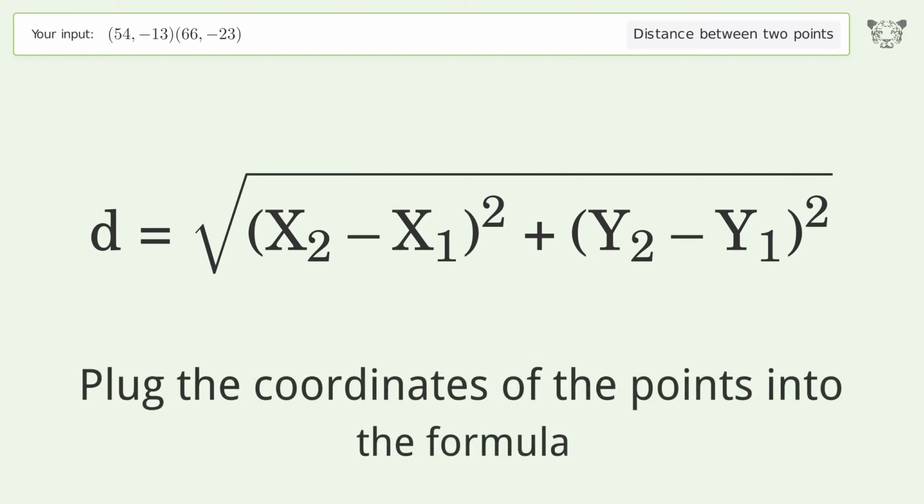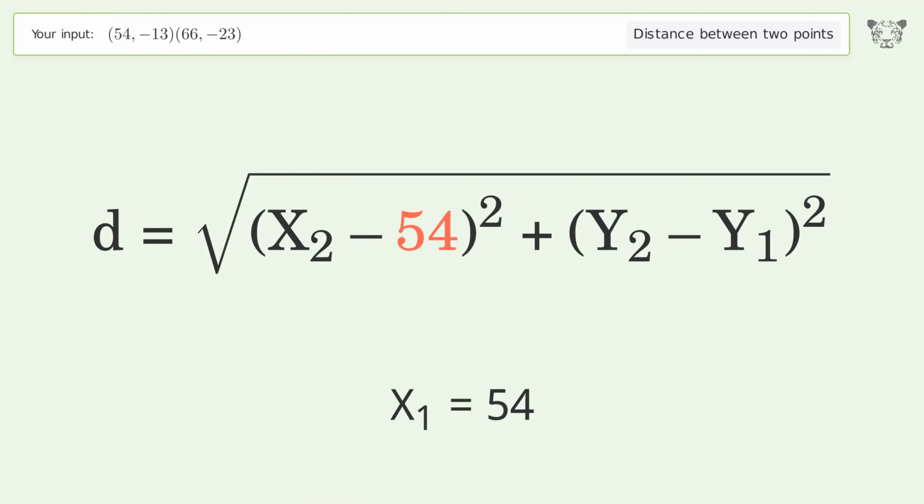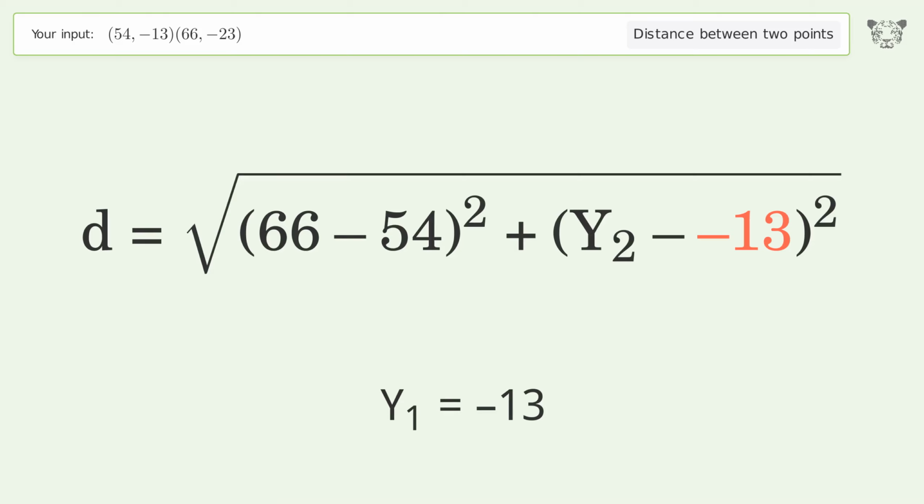Plug the coordinates of the points into the formula. x1 equals 54. x2 equals 66. y1 equals -13. y2 equals -23.